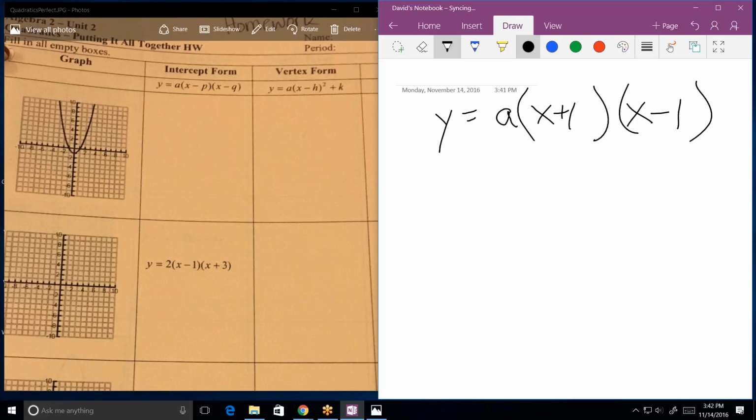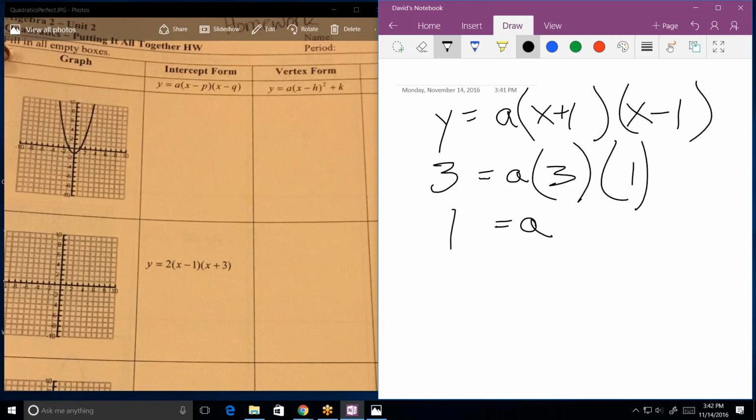Set x equal to a point on the... Good. Pick a point. So 2, 3. Well, oddly enough, that's exactly what I did the first time I did this problem. And you can tell that it seems to go exactly through 2, 3. Okay. So what am I going to put here? So you're going to set it as 3 equals a times 2 plus 1 times 2 minus 1. So a equals 1. Yep.